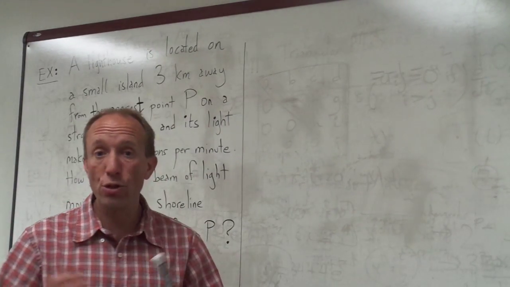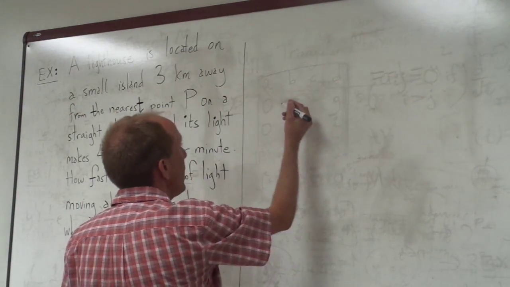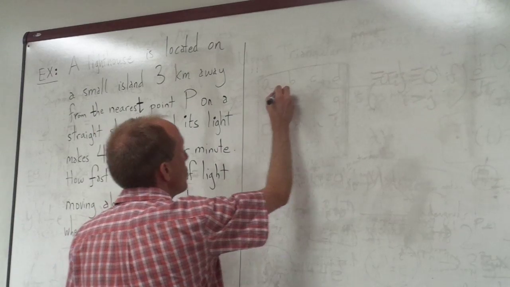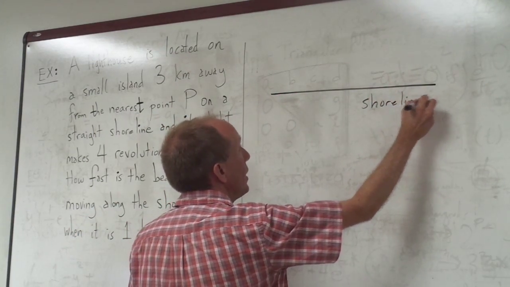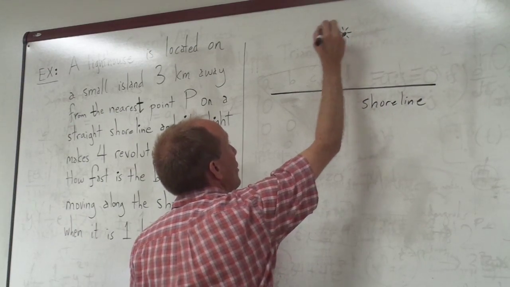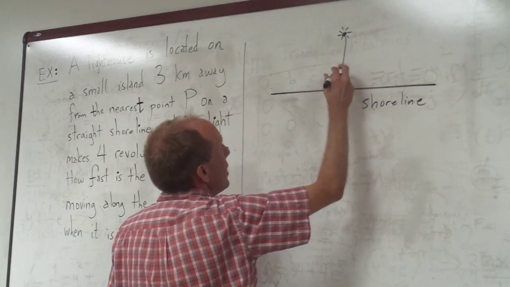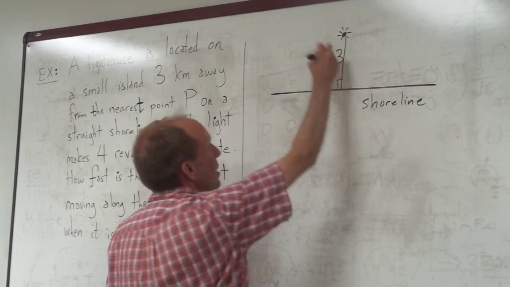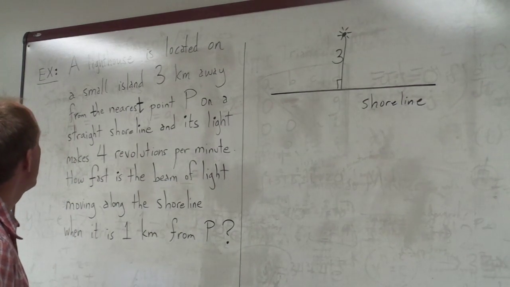And the first one is to draw a picture. So we're going to try and draw a picture here. And I think the natural thing to do would be to draw the straight shoreline. The shoreline here. And then up here is this island where we have this revolving light that is shining on the shore. So this distance right here is supposed to be a straight distance of 3 kilometers. Okay, so we know that much.